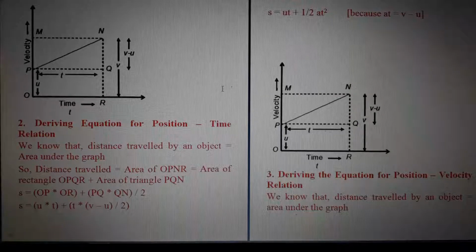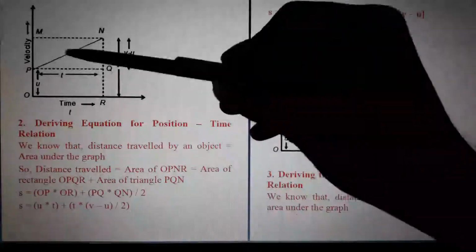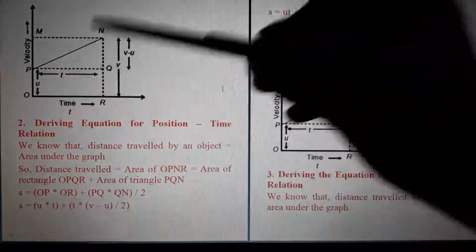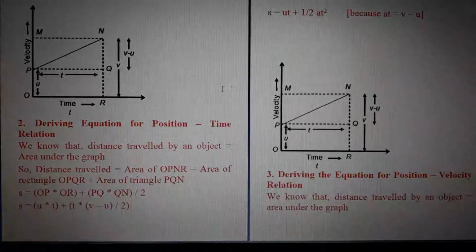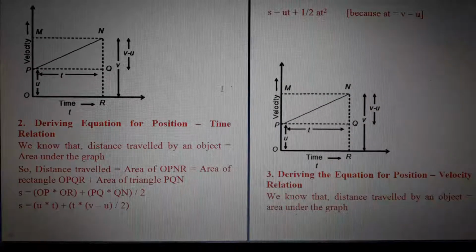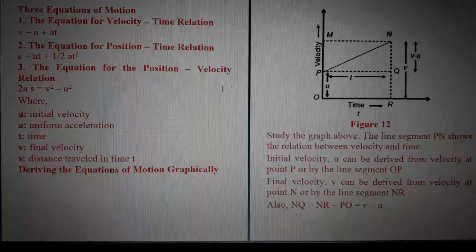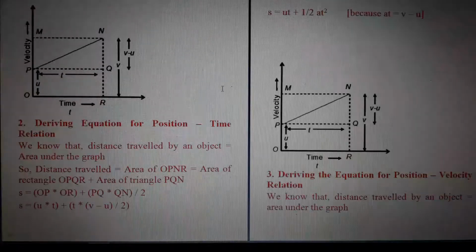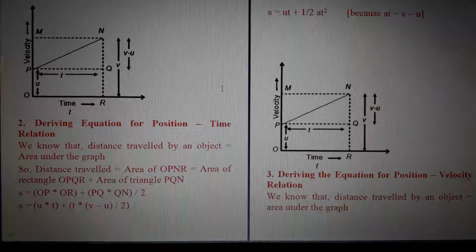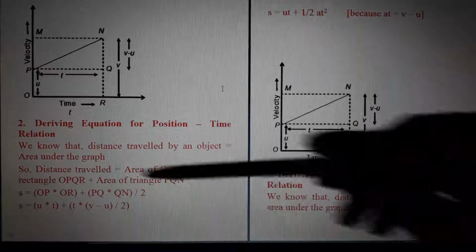Isn't it? Understood? See, this triangle and this rectangle, if we add the area of both these figures, we will get the entire area of what? We will get the entire area of that geometrical figure. And we know that the entire area of the geometrical figure is what? The displacement. Am I right? Is that simple or not? So we got how many equations now? We got 2 equations. This is not that much difficult.